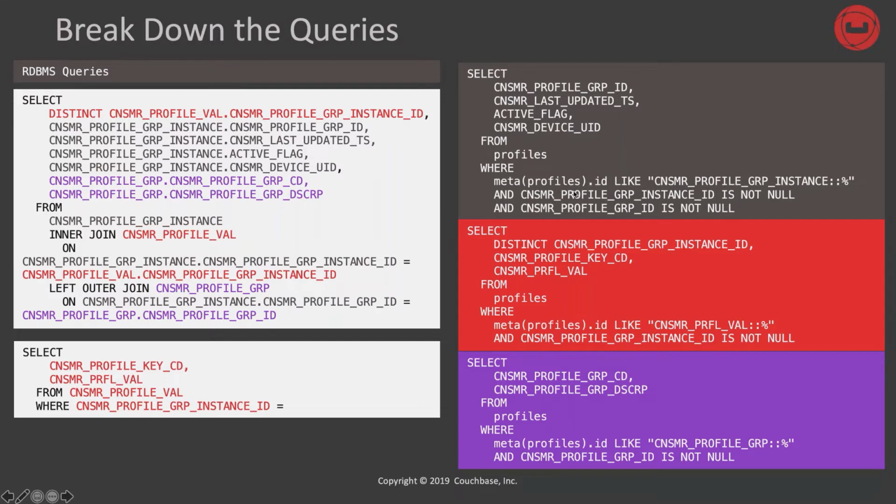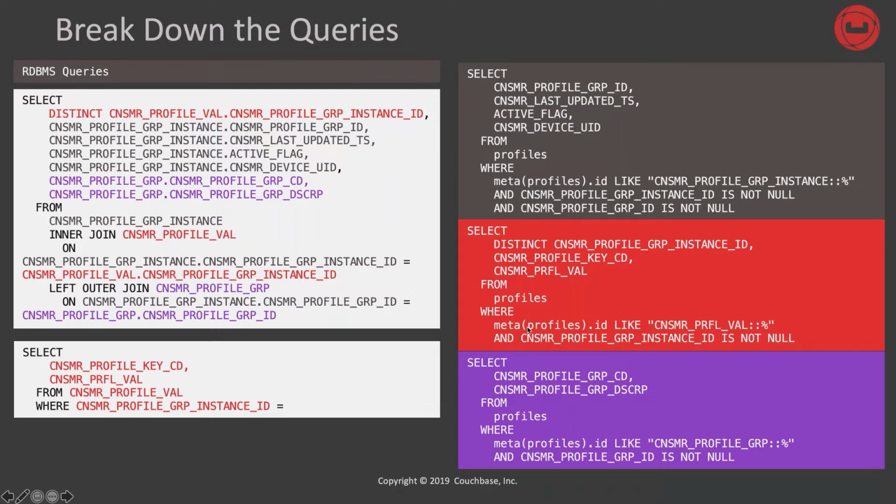And then I want to make sure that I have the predicates that I'm looking for. The consumer profile group instance ID is something that I'm using in the join, and the consumer profile group ID is also something that I'm using in the join. So I need to have both of those in this query. And so this query here represents what I'm doing on the left side.